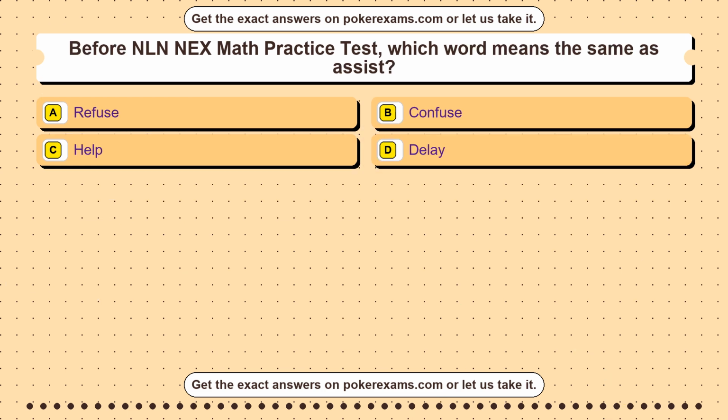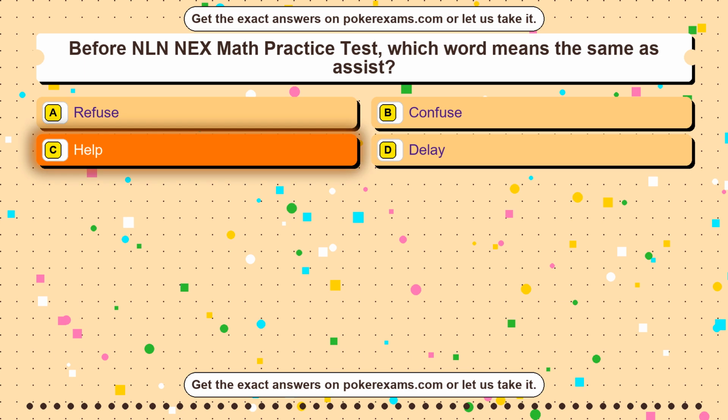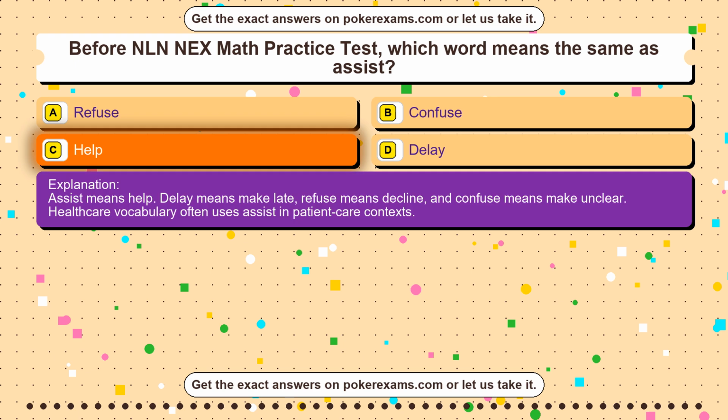Question 35. Before NLN NEX Math Practice Test, which word means the same as assist? Option A. Refuse. Option B. Confuse. Option C. Help. Option D. Delay. The correct answer is option C. Help. Assist means help. Delay means make late, refuse means decline, and confuse means make unclear. Healthcare vocabulary often uses assist in patient care contexts.